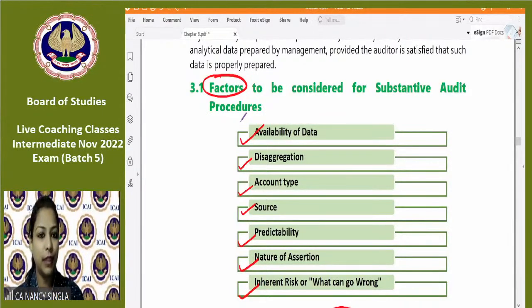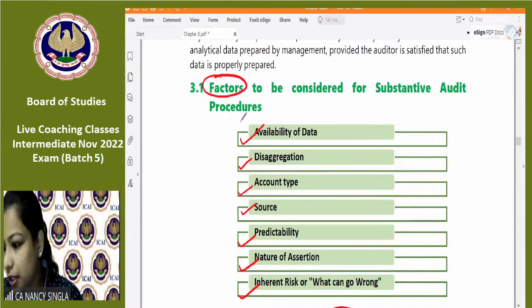Clear? Nature of assertion, rights and obligations, for these you cannot apply analytical procedure. There you will have to check in detail. Proper inspection of documents would be required. And inherent risk, if the inherent risk is high, the auditor will not solely depend upon substantive analytical procedures. Okay?